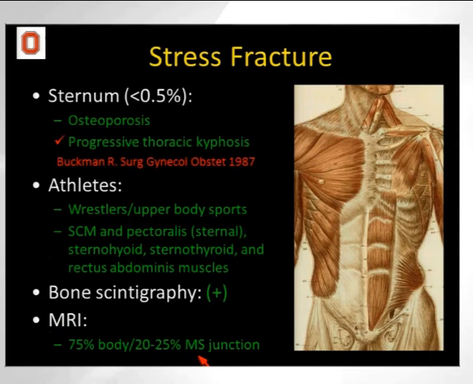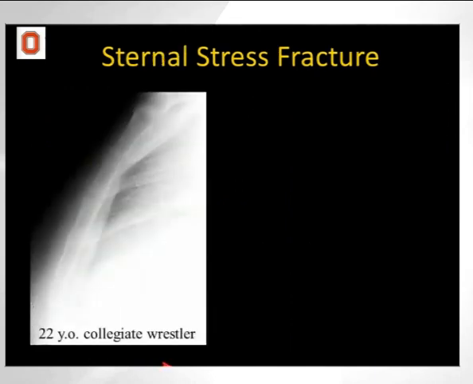Stress fractures are relatively uncommon in the sternum. There are classically two different types, one from osteoporosis resulting in progressive thoracic kyphosis, and the other is in athletes. They have bulky musculature that is always competing for space and pulling the sternum in different directions. We expect the bone scan to be positive. Notice that on MRI, 3/4 will occur in the body and about 25% in the manubriosternal junction.